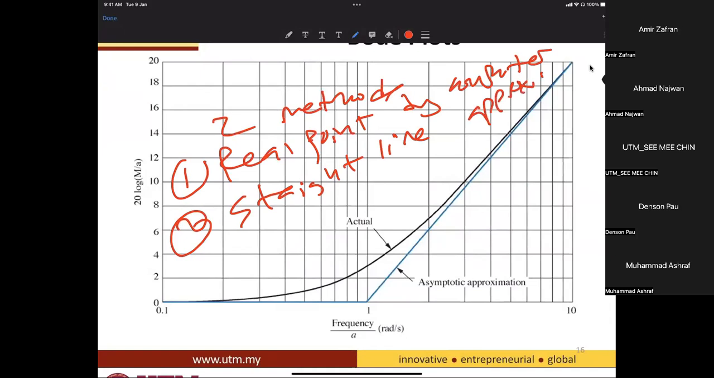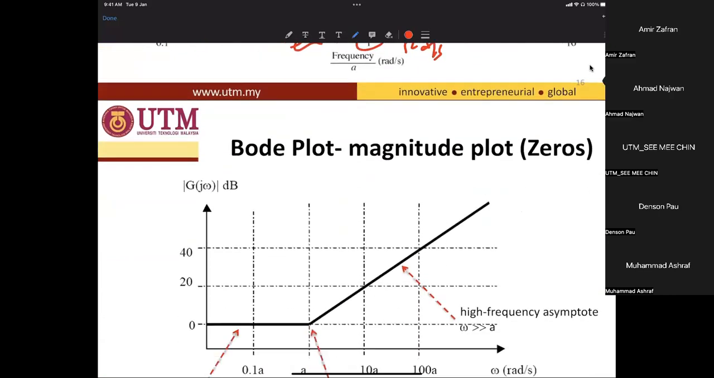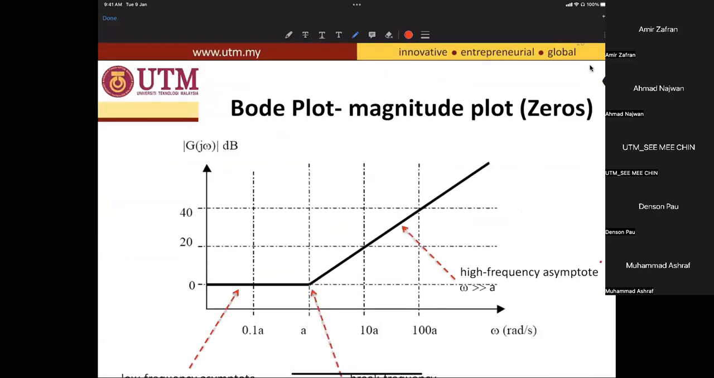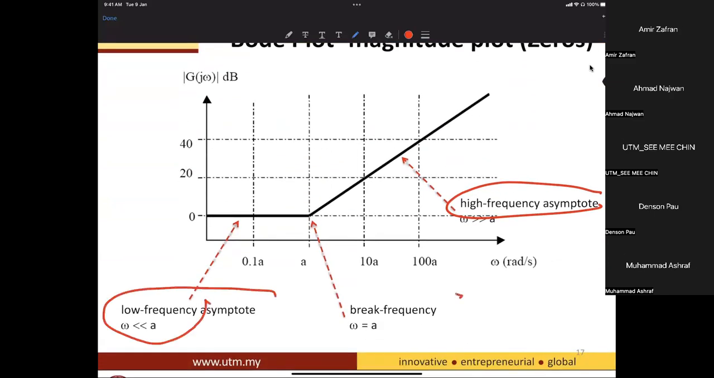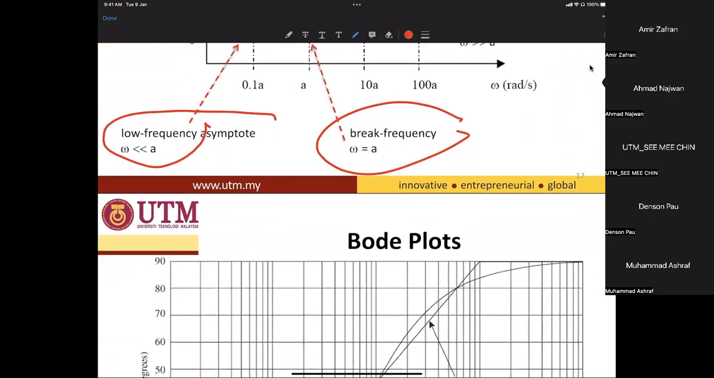So here you are. The real one is called actual, and the estimated one, we call it asymptotic approximations. You can see there is some error here, but the error is very small and reasonable and accepted. So in this case, the corner frequency is 1 radian per second. There you are, the high frequency asymptote, the low frequency asymptote, and in between will give you a break frequency.